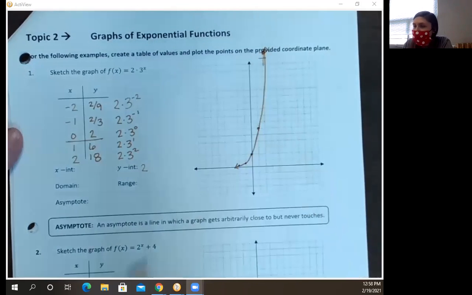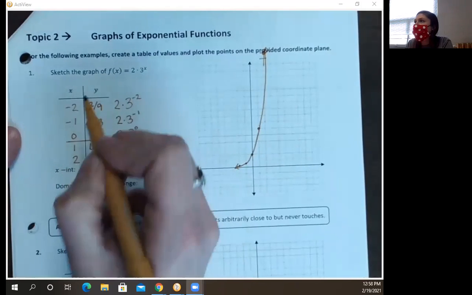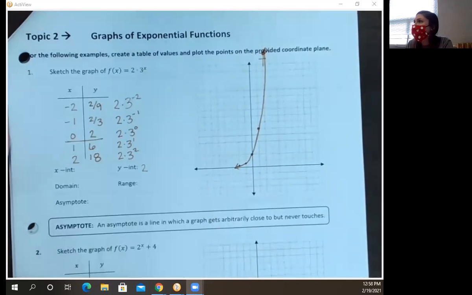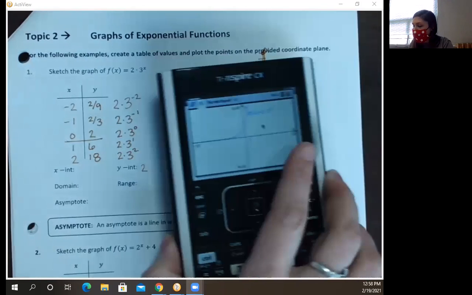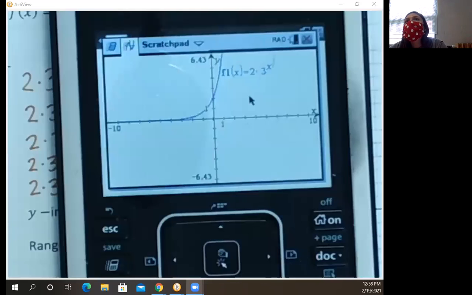We didn't get to an x-intercept though. And if I look at my table, I don't have a y value of 0. That would be an x-intercept when y is 0. So I'm going to go to my graph on this one. So I've graphed this on my calculator. I'm going to zoom this in so we can see the graph on our calculator.